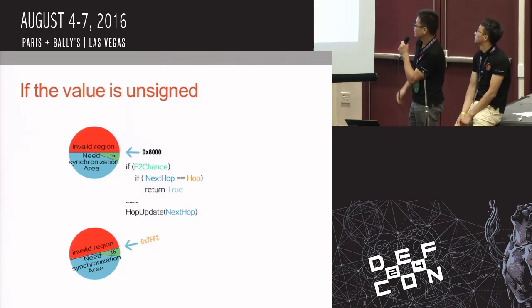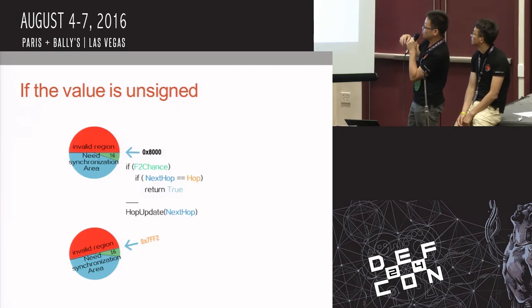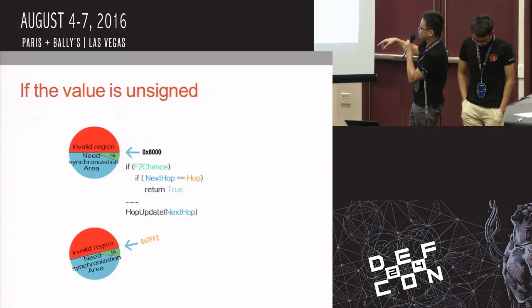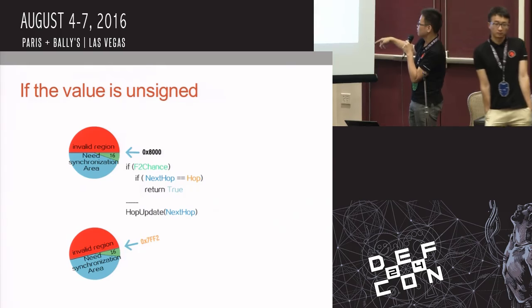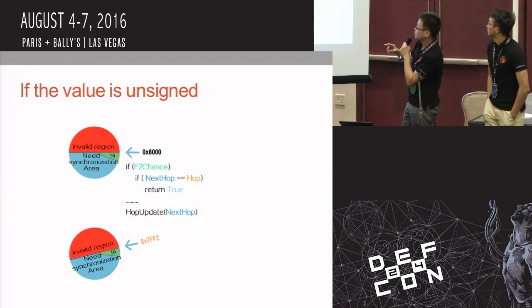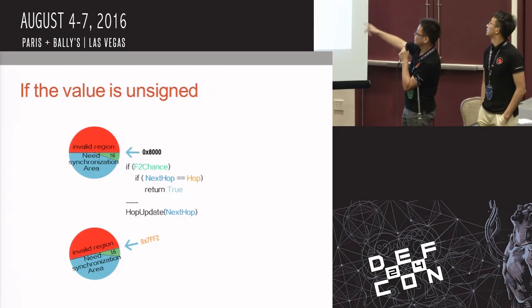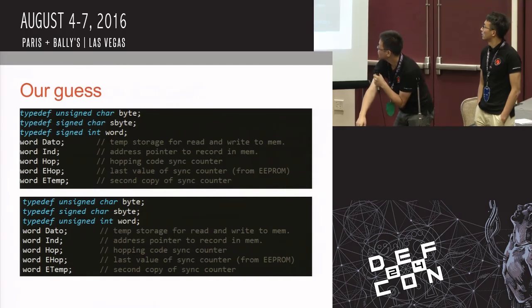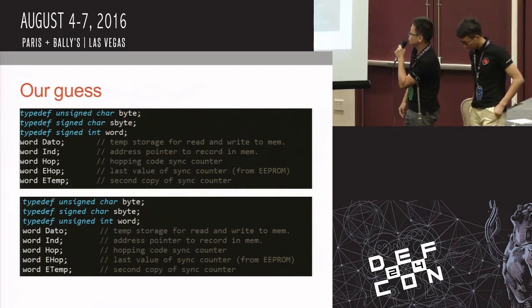So we changed the sync counter value. The sync counter value should be bigger than the previous, but if the car has this flaw, we use two continuous signals to make it smaller than the previous. So this is our guess.